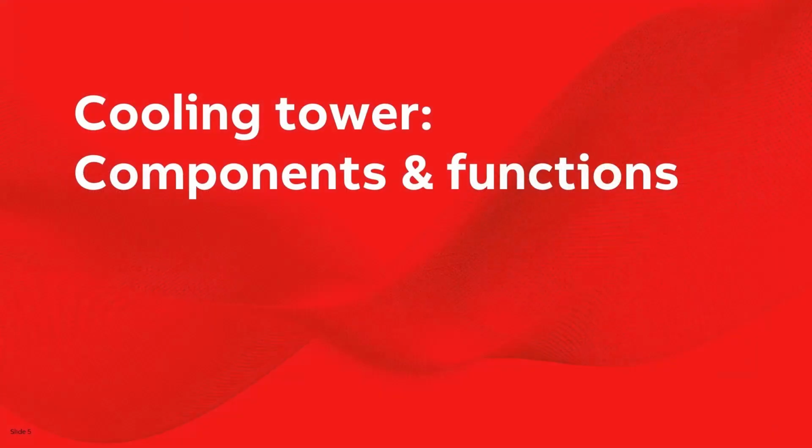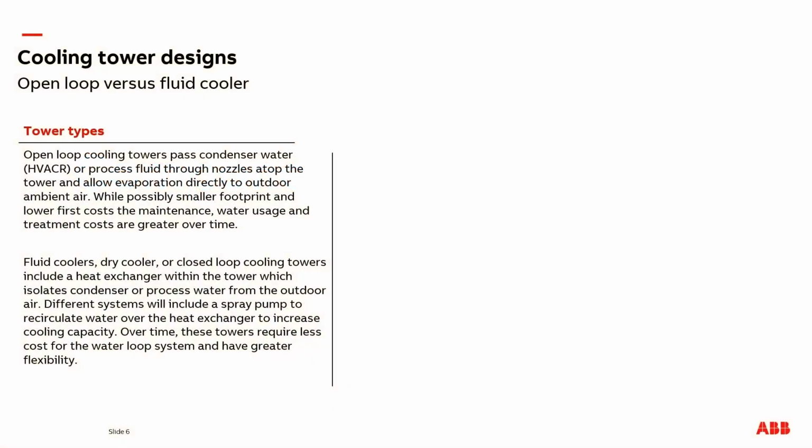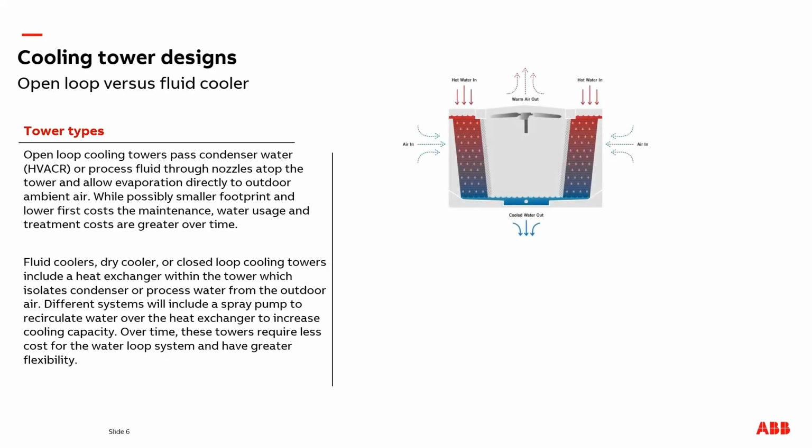Now let's take a look at a couple different cooling tower system types, their basic components, and their functions. Of the numerous types of cooling tower system designs, I'd like to review two commonly used with HVACR applications. The first is the open loop cooling tower, which passes warm condenser loop water over the top of the tower media, and that falls to the cold water basin before returning to the condenser loop.